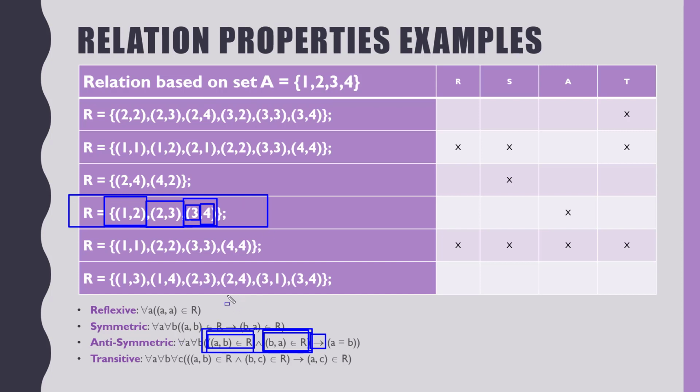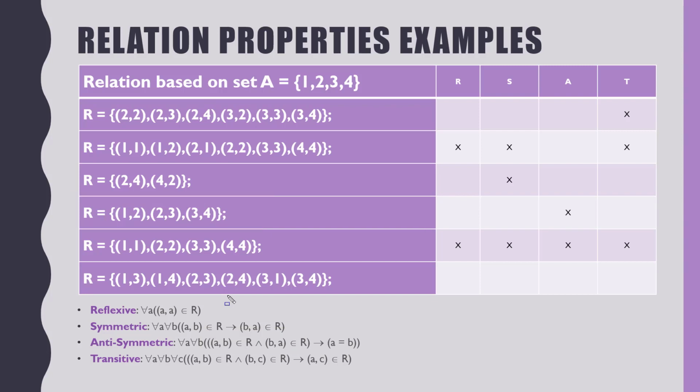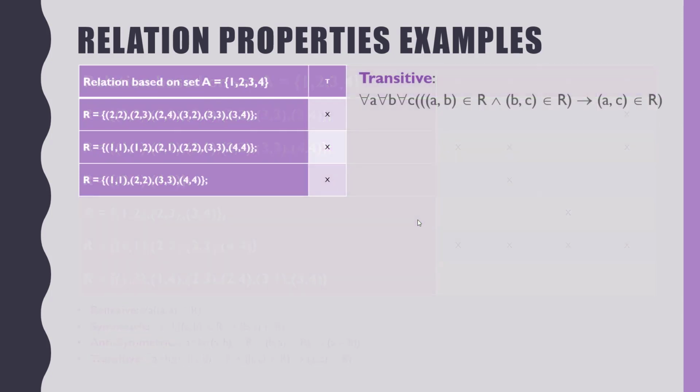Let's take a look now at the transitive property, the 3 relations that have the transitive property. This will be a little bit trickier. What I've done on the next slide is I've just removed all of the relations that do not have the transitive property, so we can focus strictly on transitive, because this takes a little bit more explanation to make sure we fully understand it.